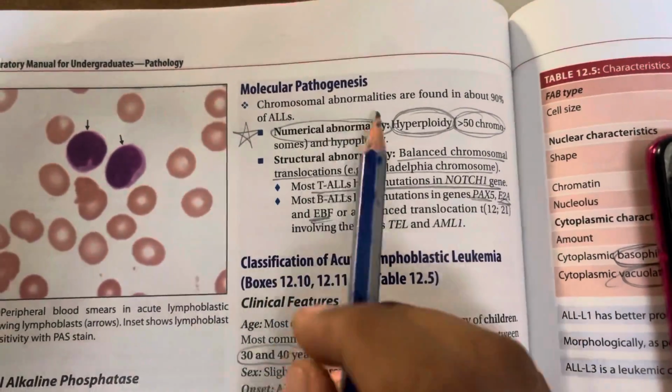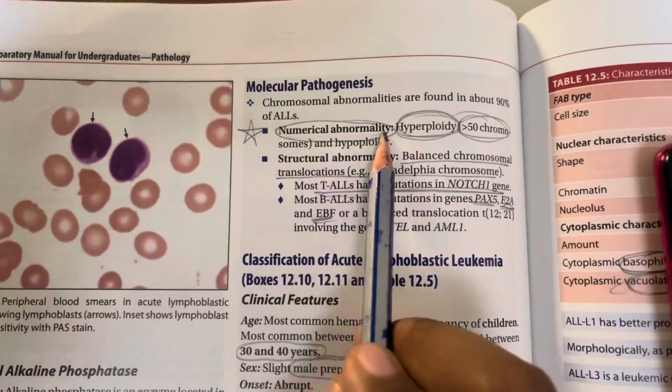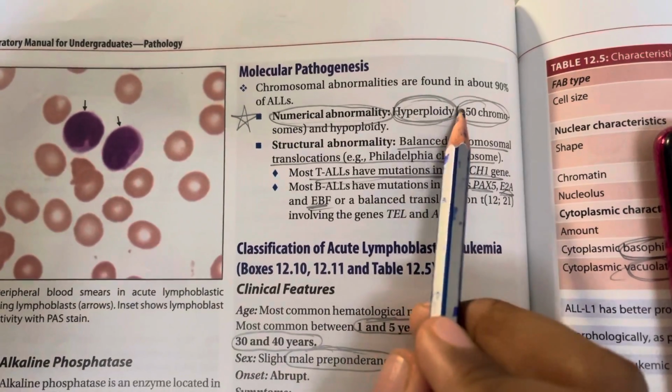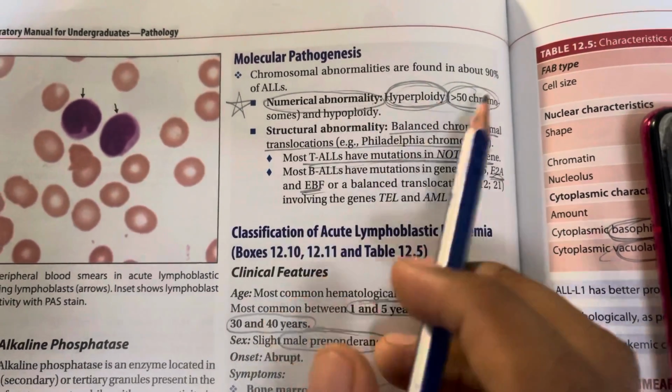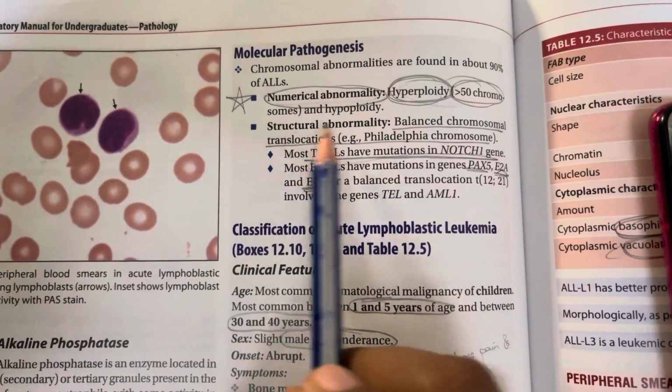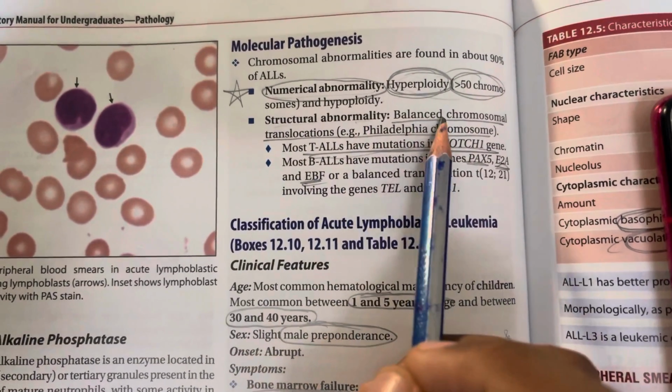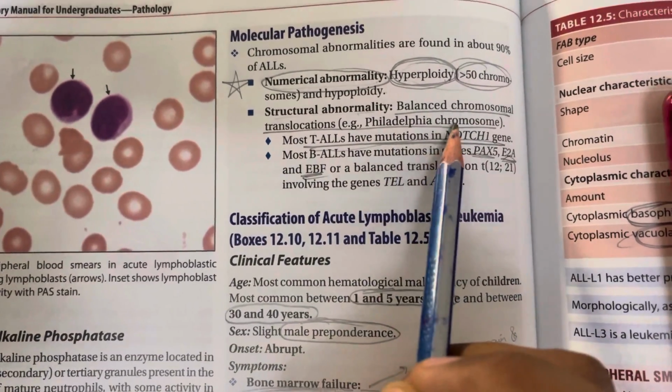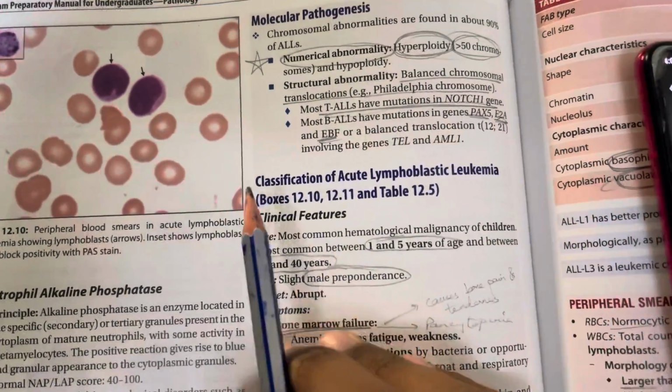Moving on to molecular pathogenesis. The numerical abnormality we see is hyperploidy. Hyperploidy is a favorable prognosis, meaning more than 50 chromosomes. Hypoploidy is an unfavorable prognosis. Then for structural abnormalities, we can see balanced chromosomal translocations such as the Philadelphia chromosome, which represents a bad prognosis.